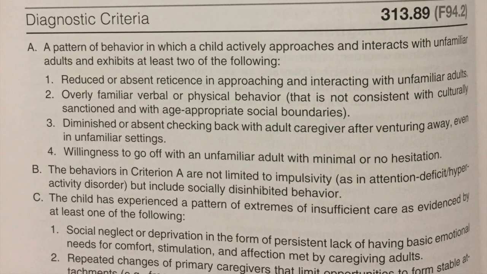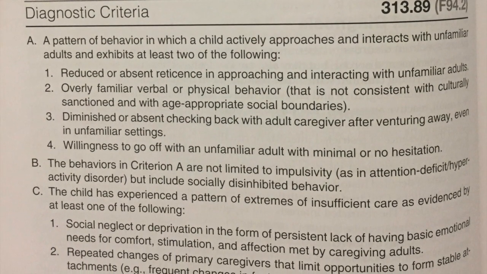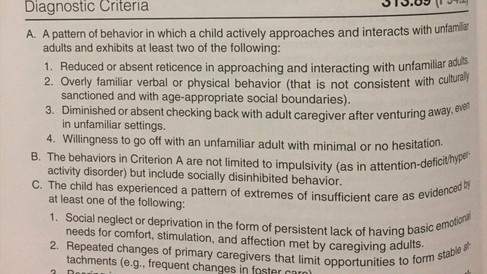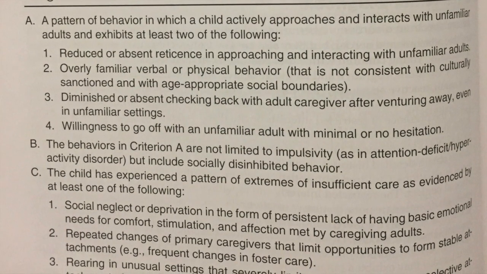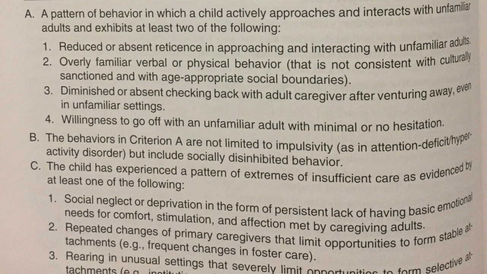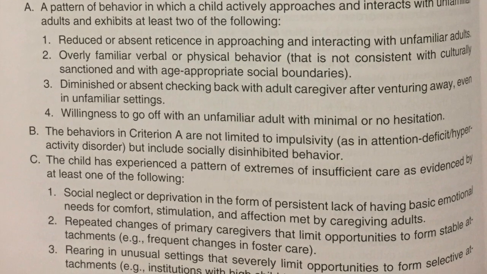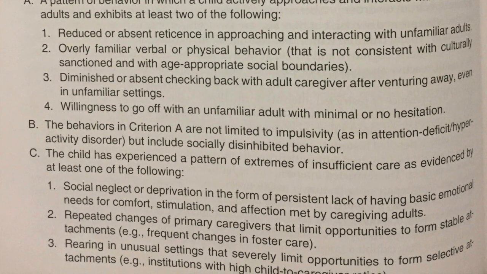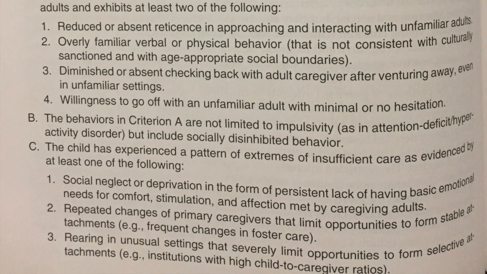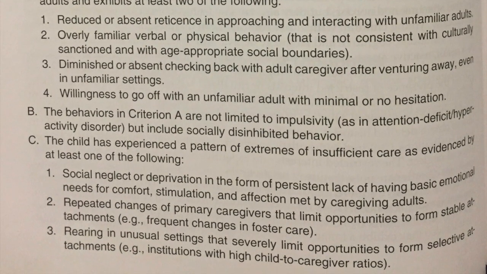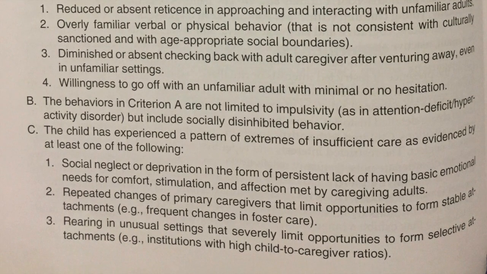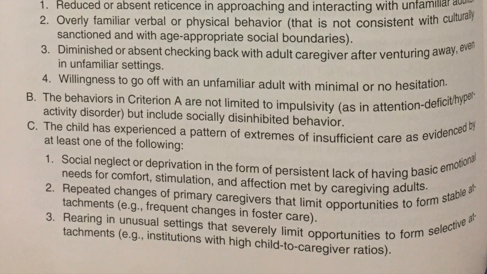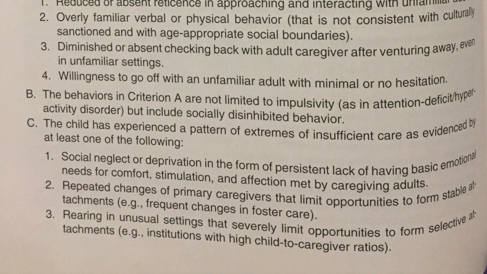But what the DSM-5 did was completely separate the two, so that you have reactive attachment disorder, which used to be the inhibited type, as one disorder. And then you now have the disinhibited type, which is called disinhibited social engagement disorder. It used to be a branch of reactive attachment, but now it's its own separate DSM disorder.